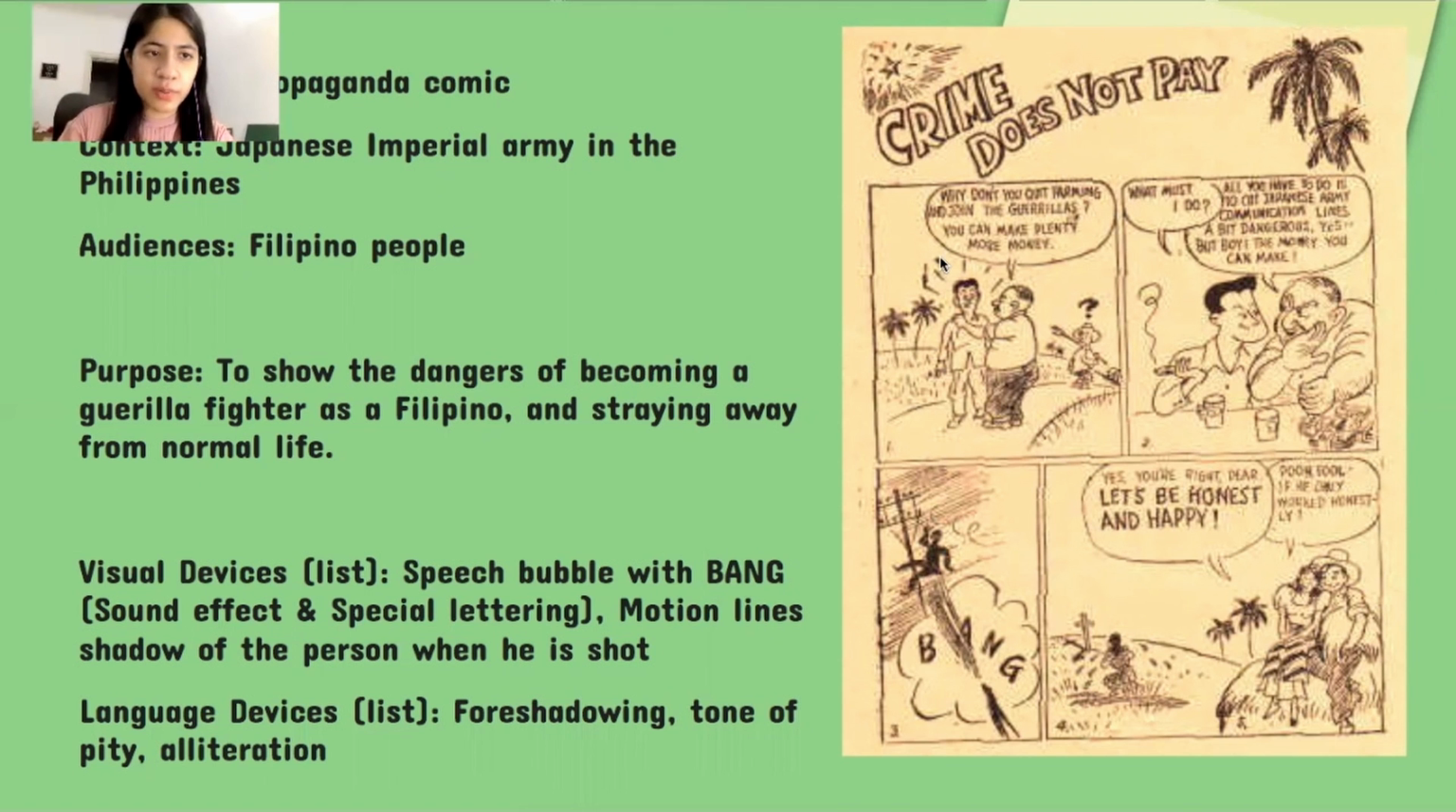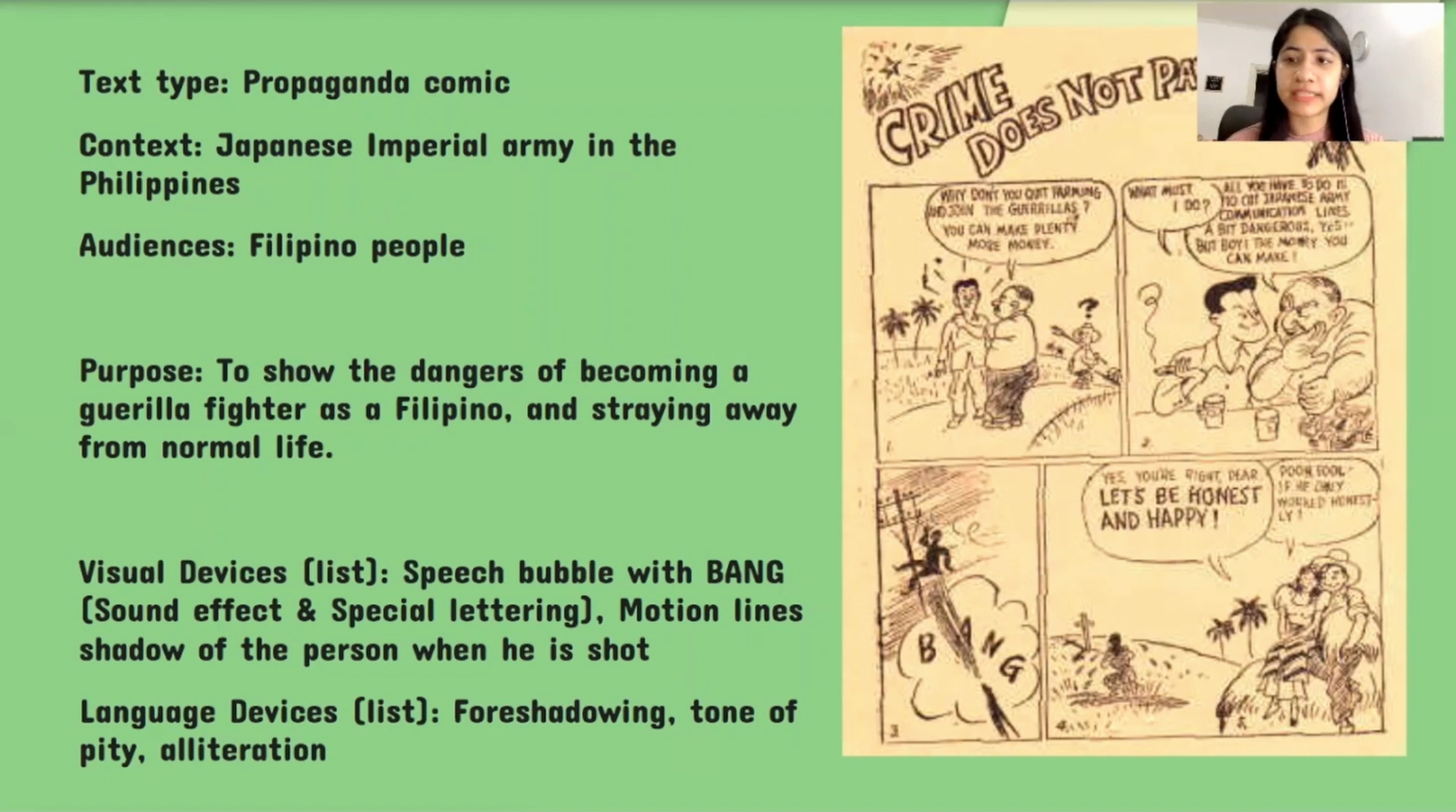This one also requires a lot of cultural context, and probably your teacher would provide that to you. This is basically, like you can see on the left side of the screen, the context of the Japanese Imperial Army in the Philippines during the Second World War. Some terms to define would be guerrilla fighters. Guerrilla fighters were Filipino people who would join groups to try to fight the Japanese. The audience here in general would be the Filipino people.